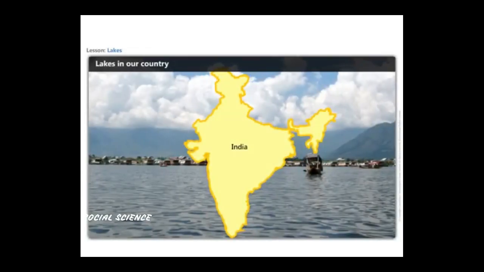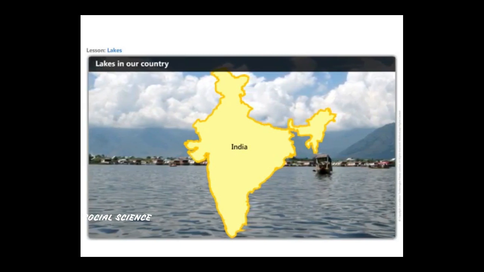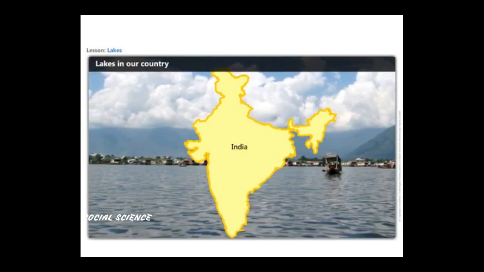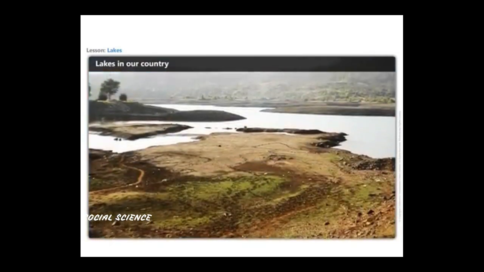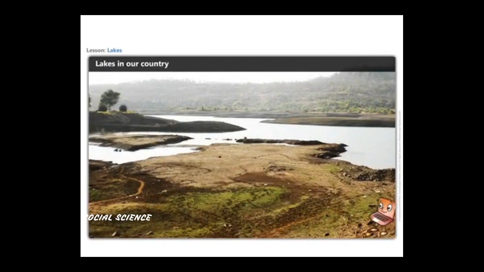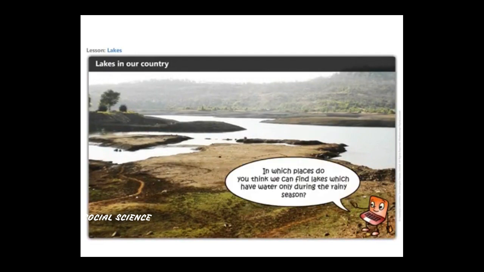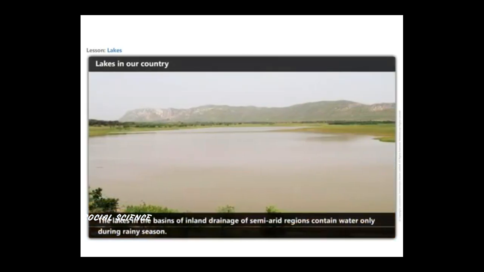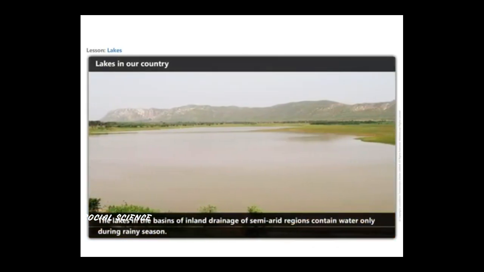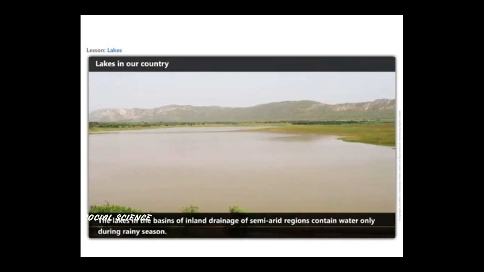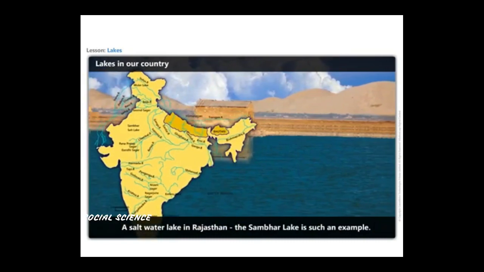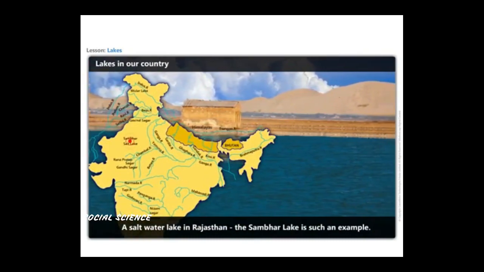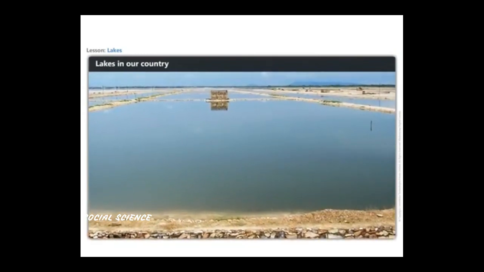India has many lakes. These differ from each other in size and other characteristics. Most lakes are permanent, but some contain water only during the rainy season. In which places do you think we can find lakes which have water only during the rainy season? The lakes in the basins of inland drainage of semi-arid regions contain water only during the rainy season. A saltwater lake in Rajasthan, the Sambhar Lake, is such an example. Its water is used for producing salt.